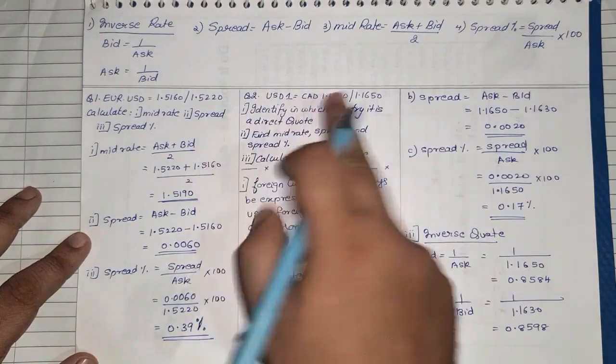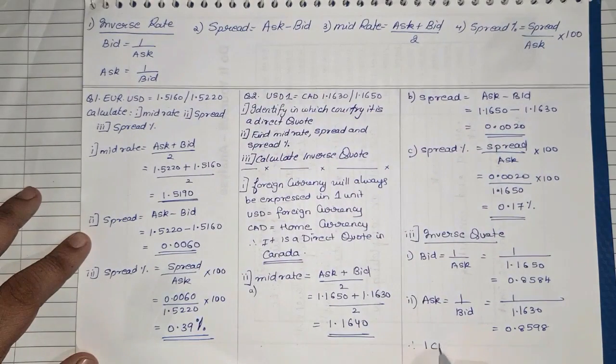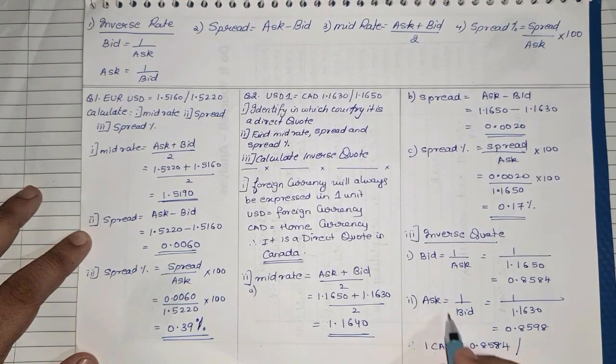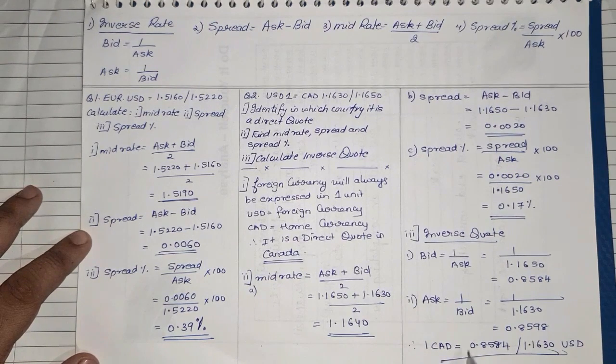Okay, therefore finally, if I have to show the inverse quote, it was given as 1 USD is equal to this Canadian. So 1 Canadian dollar is equal to, the bid rate was 0.8584 slash the ask rate was 1.1630 USD. Okay, that's my final answer.